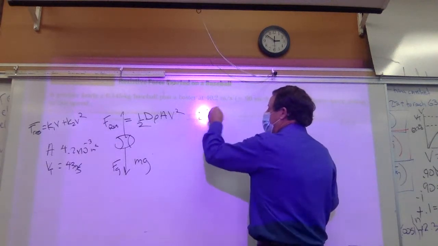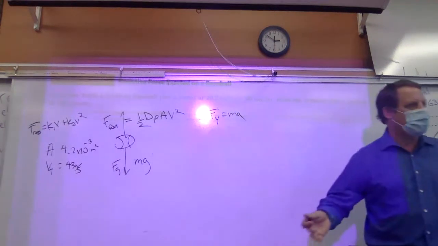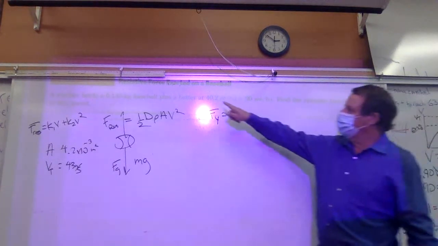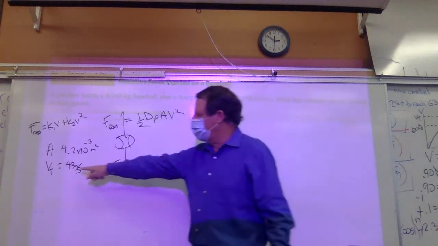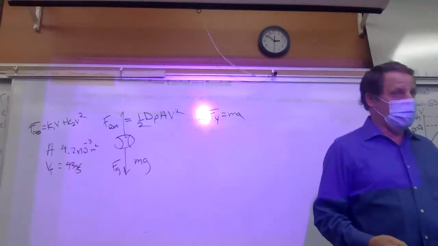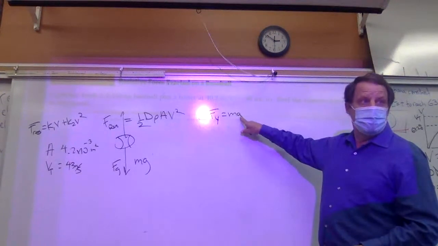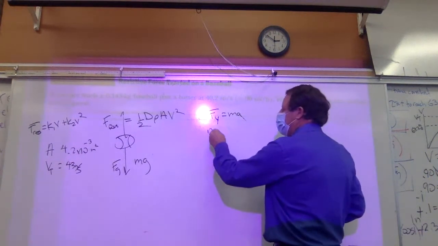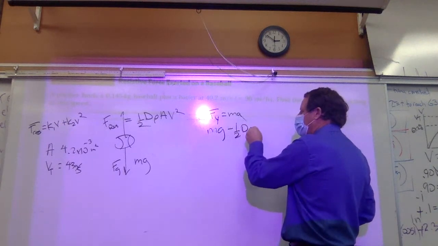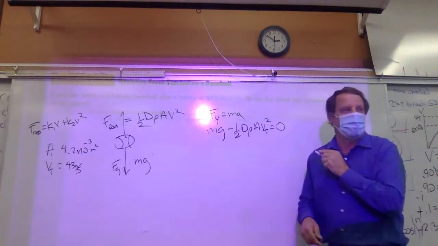Remember that the sum of the forces in the y is equal to ma. But once we reach terminal velocity of 43 meters per second, those two forces are balanced, and therefore the acceleration is going to be equal to 0. So we would have mg minus 1/2 D rho A v terminal squared is equal to 0.